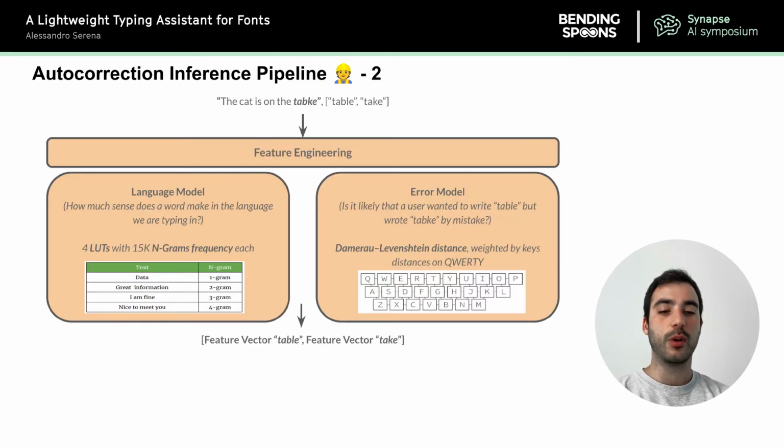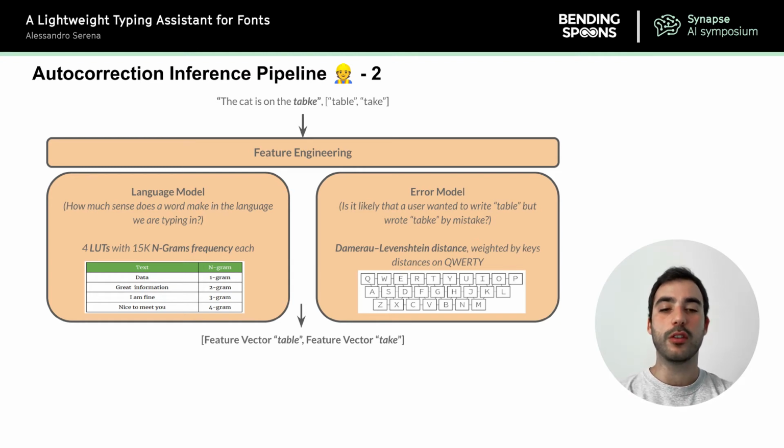First of all, we go through a round of feature engineering. A good correction has two requirements. The first one is that a good correction makes sense in the reference context, so with the other words that have been typed in that sentence in the given language, of course. And the second requirement is that it needs to be somewhat similar to what the user originally had typed.